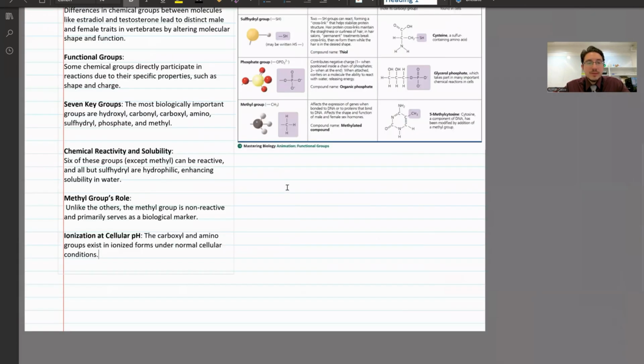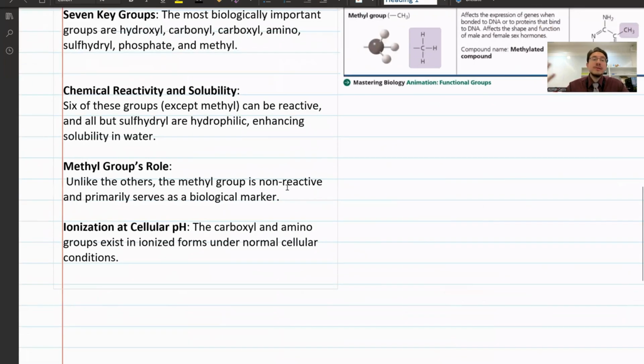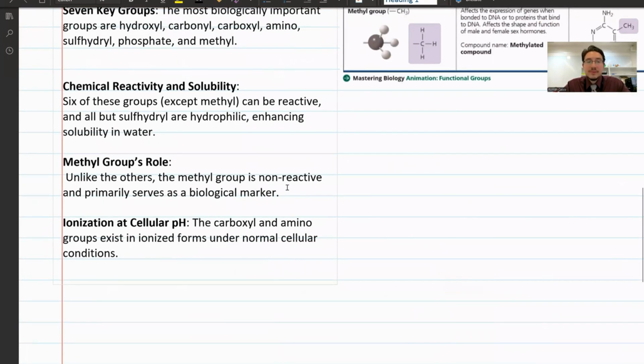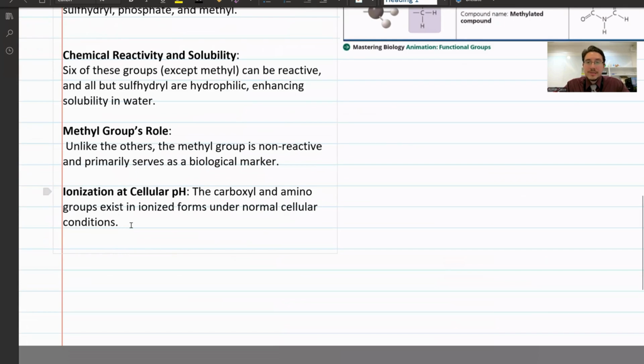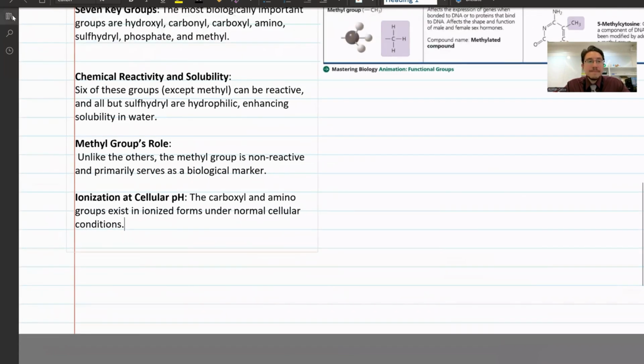Okay. So, chemical reactivity and solubility. 6 of these groups are generally reactive. All but sulfhydryl are hydrophilic, enhancing solubility. So they're quite soluble in water. Okay. Methyl is interesting in that it's non-reactive, but it serves as a biological marker, especially in DNA. Depending on the pH that you're in, some groups like carboxyl and amino groups can exist in ionized form under cellular conditions, and this has a lot of implications with chemical reactions.